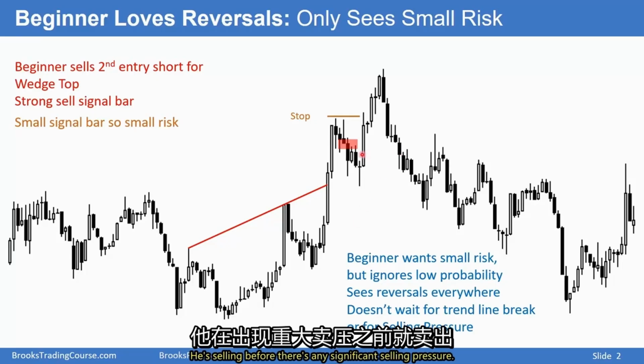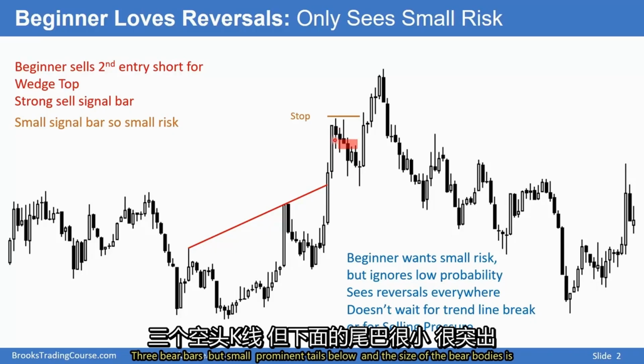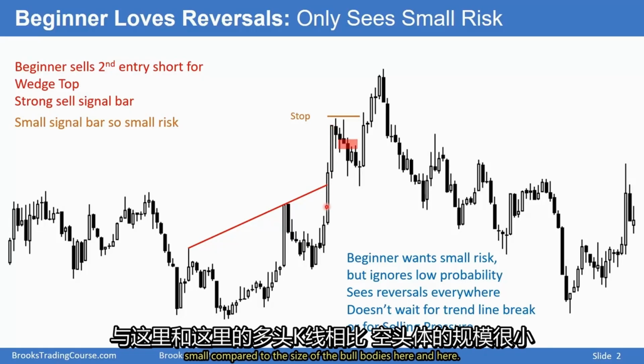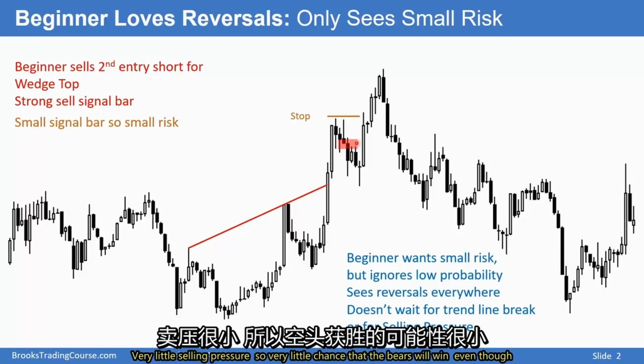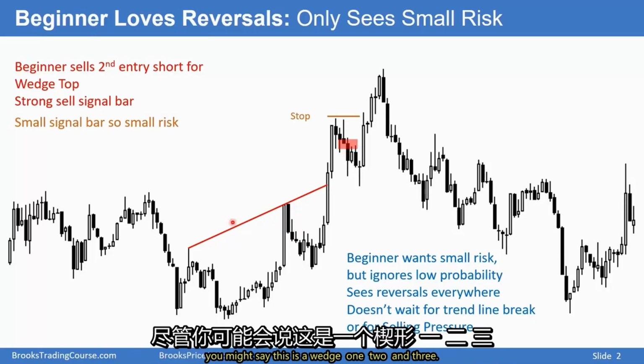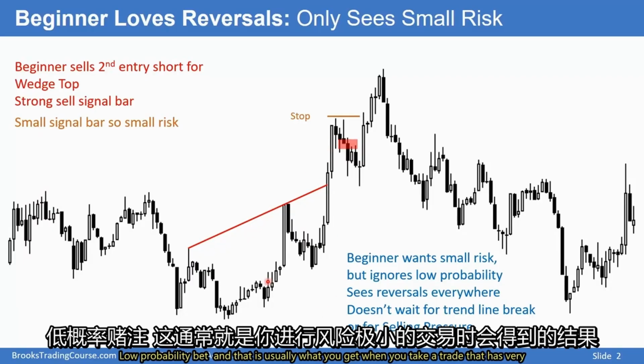He's selling before there's any significant selling pressure. 3 bear bars, but small, prominent tails below, and the size of the bear bodies is small compared to the size of the bull bodies here and here. Very little selling pressure, so very little chance that the bears will win, even though you might say this is a wedge, 1, 2, and 3. Low probability bet, and that is usually what you get when you take a trade that has very little risk.